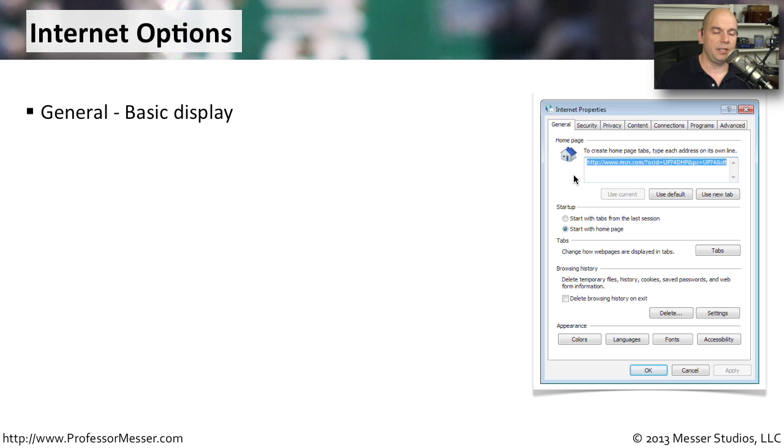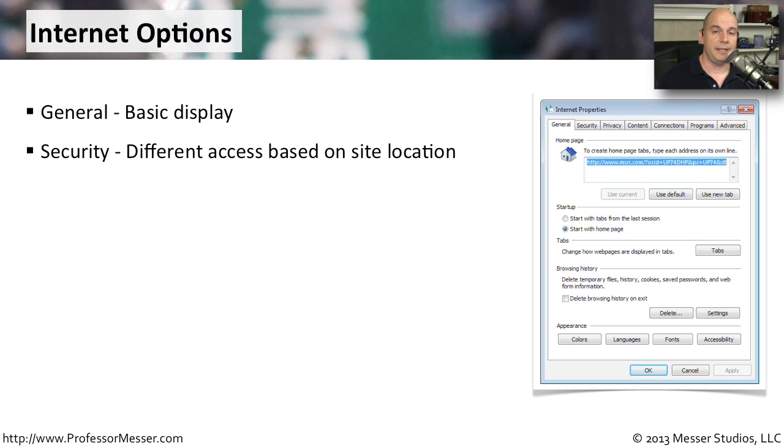For instance, you can set your home page, what happens when you start your browser for the first time, or you can determine how your tabs are displayed or what is displayed when your browser starts up. Under the Security tab, you'll find options that determine what your browser will be able to use depending on what location you happen to be in.